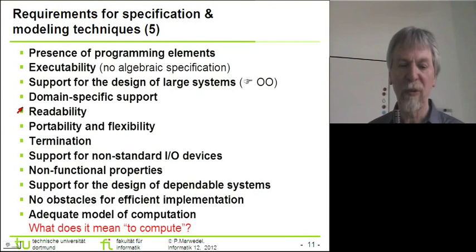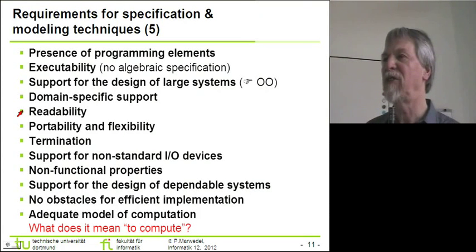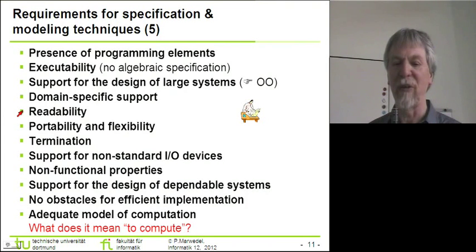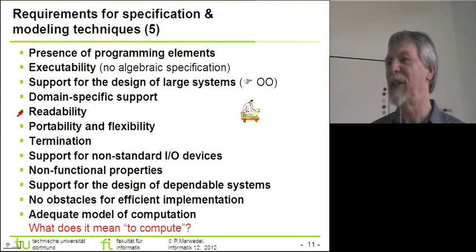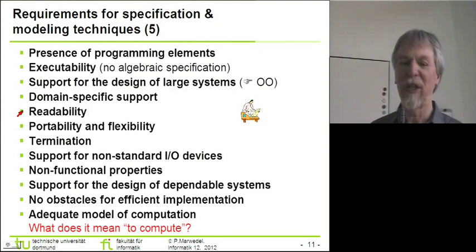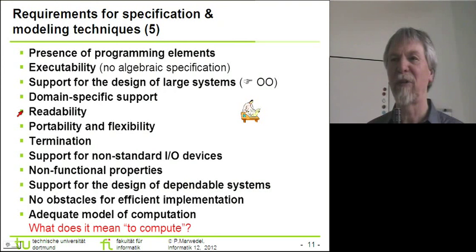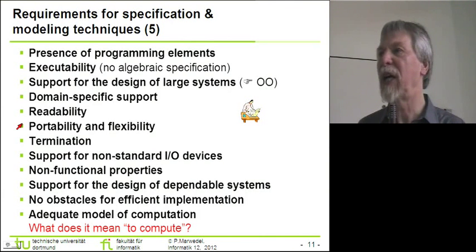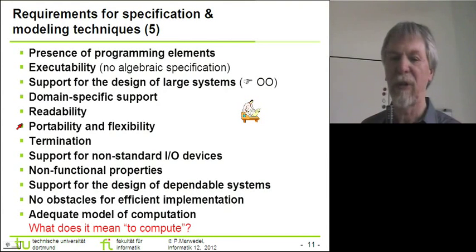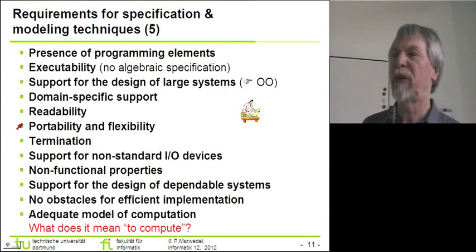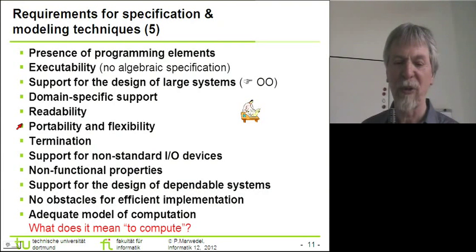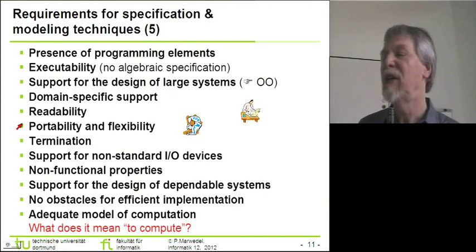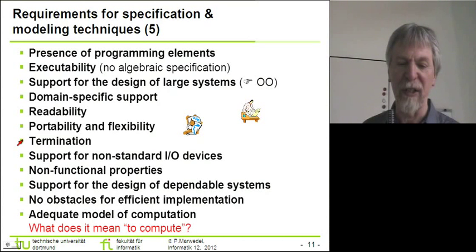And the next item refers to the fact that the best specification technique would be pretty useless if the specifications would be completely unreadable. So we need to have a readable specification. Doing the specification in hexadecimal numbers would not be very nice. Furthermore, if we did one specification, we would like to reuse it and adapt it to a different scenario, and therefore it would be nice to have a specification which is portable and flexible so that we can use it for the next design as well.